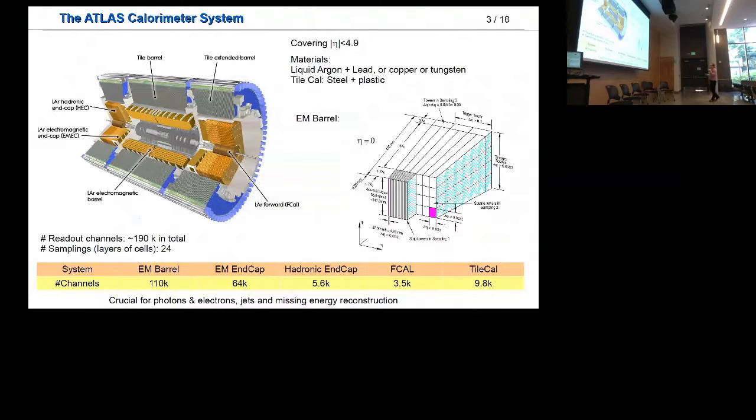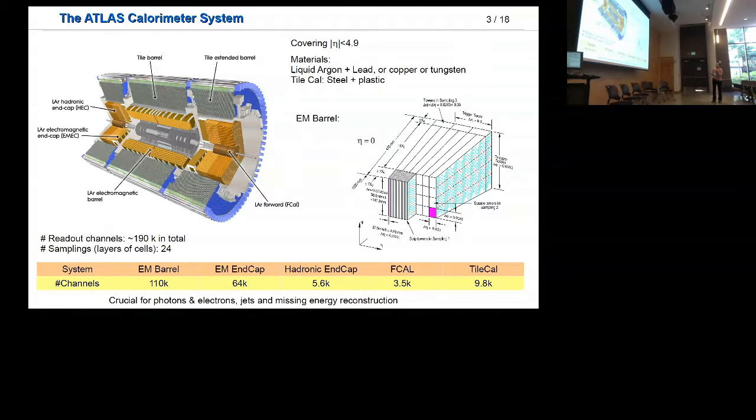Having a closer look at our calorimeters: in ATLAS, we're using sampling calorimeters. There are different technologies, different granularities, and different geometries. This golden part is based on liquid argon as active material. We have the EM barrel, EM end cap, and very forward calorimeters, the FCal, with a very different geometry. And these gray parts use tile and plastic scintillators. We have the tile barrel and tile extended barrel.